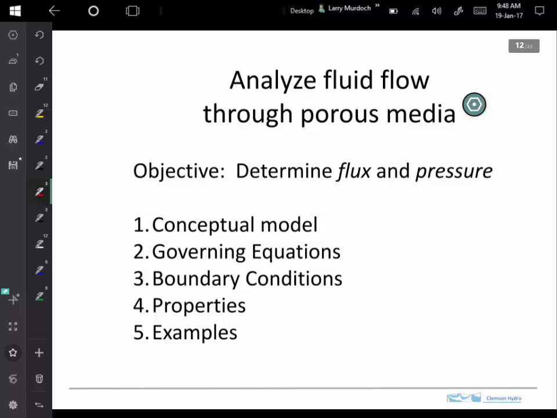Now, to analyze this process, we want to take a look at how we're going to do that. So here are the steps. We'll have a conceptual model and then get into some of the equations. And ultimately, what we're going to want to be able to do is determine the distribution of pressure within the porous media and the distribution of flux. So flux is a vector, so we'll need to know what the magnitude and direction are and how that is distributed through the region that we're interested in.